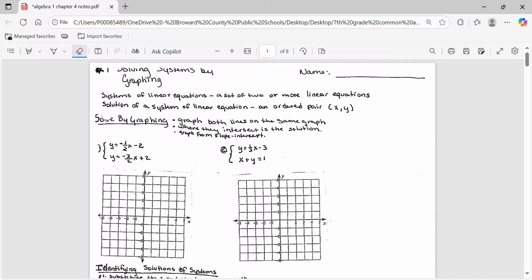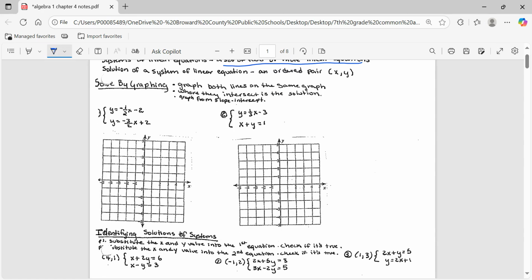Hello, Algebra. Today we are going to move on to 4.1, solving systems by graphing. A system of linear equations is just a set of two or more linear equations. The solution of a system will be an ordered pair. It's where the two or more lines intersect. That ordered pair must have an x and a y.